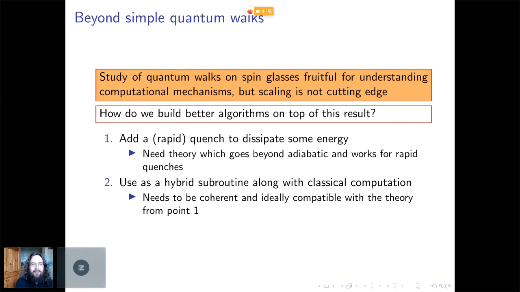So how do we build better algorithms on top of this result? There'd be two options. One would be to add a rapid quench to dissipate some energy. This actually seems to work quite well. That's what I'm going to talk about next and is the subject of our new paper. Or you can use hybrid subroutines, where you use information you have either from a previous call or from a classical algorithm. And I'll talk about this. The point is you can actually have hybrid subroutines which are coherent and which are compatible with what's going on here.